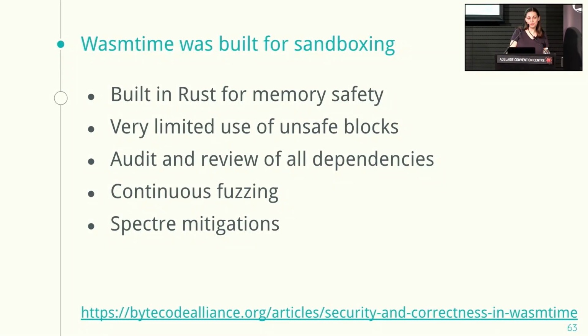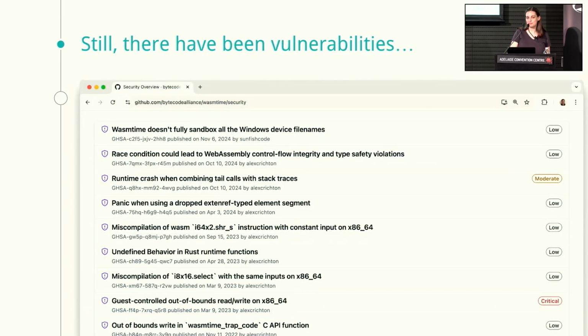They audit and review all the dependencies. They do fuzz testing, and they've put a bunch of thought into Spectre mitigations that you can read about in their own docs as well. Is it perfectly safe? No, there still have been vulnerabilities. They treat these vulnerabilities very seriously, but there was one a while back, you can see the critical one at the bottom here, where malicious WebAssembly code could have read a large amount of memory of the process that it's in, which was pretty scary.